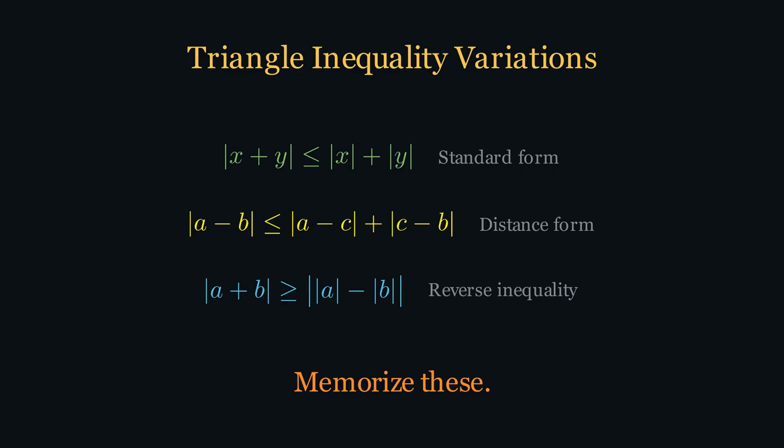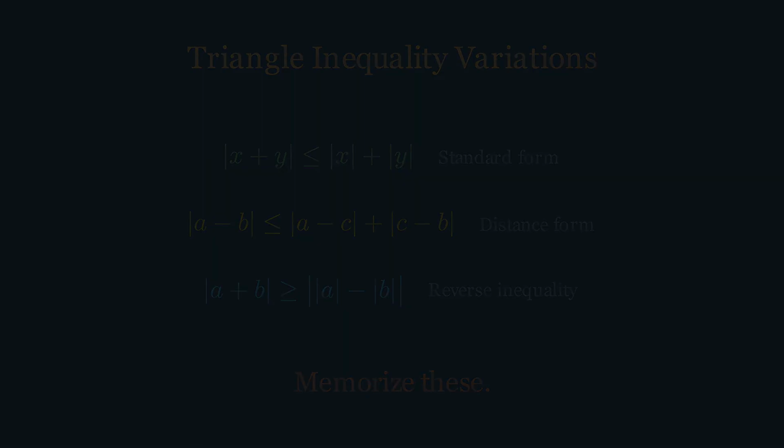The absolute value of the quantity A plus B is greater than or equal to the absolute value of the quantity, the absolute value of A minus the absolute value of B. The absolute value of a sum is at least the difference of the absolute values. These inequalities are fundamental tools. Memorize them.